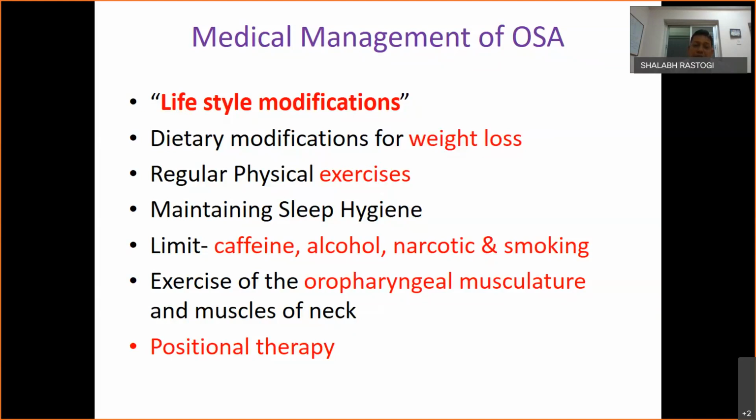A word about positional therapy. There are certain patients who snore or who face apneas during the supine position. But when the patient sleeps in a lateral or a prone position, they do not face any apnea. So such patients are good candidates for positional therapy, in which you prevent the patient from lying supine. That can either be done by special pajamas, a special vest which has a cushion at the back, or there are special wedge shaped pillows in which the patient lies only in the lateral position.